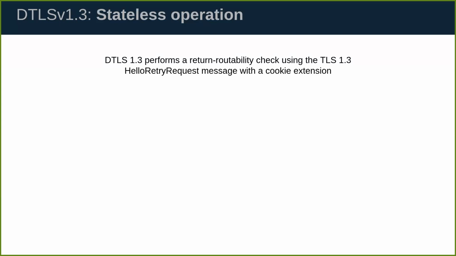So DTLS 1.3 also introduces, or maybe not introduces, but another major feature is stateless operation. How is DTLS 1.3 able to perform statelessly? It performs a return routability check for the peer that it received a message from, using the TLS 1.3 hello retry request message with a cookie extension. And this is done to mitigate amplification DDoS attacks against public DTLS servers.